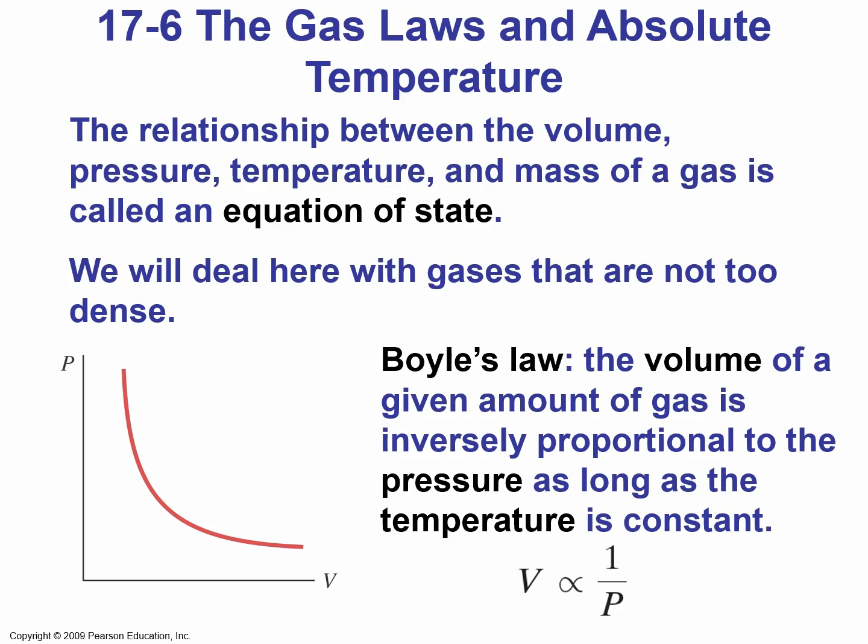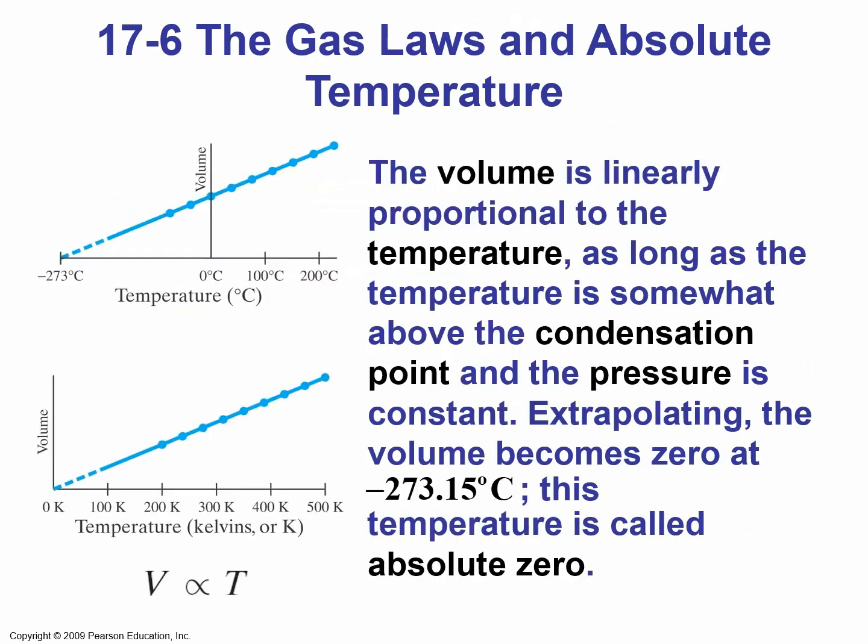Or mathematically, we can write it down as V is proportional to 1 over P, pressure. Volume is inversely proportional to pressure. And here is the PV diagram, or pressure versus volume, and the relation, as you can see, is reciprocal. We can also see that the volume is linearly proportional to the temperature, as long as the temperature is somewhat above the condensation point and the pressure is constant.